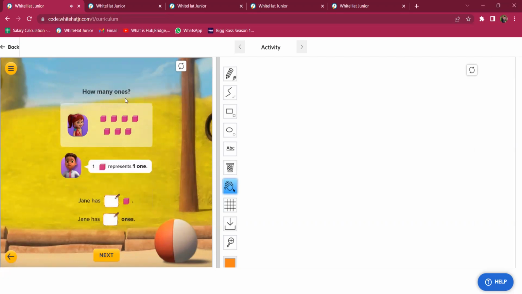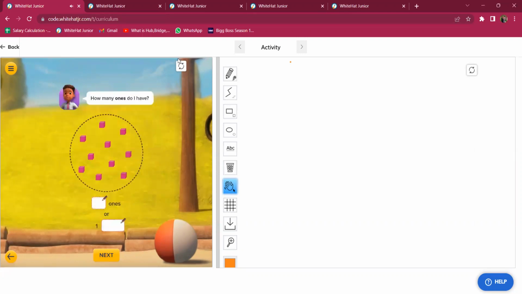How many ones? Okay. One block over here represents 1 one. So let's start counting. 1, 2, 3, 4, 5, 6, 7. So we have 7 blocks and they represent 7 ones. So at both the places we will write 7. Let's go to the next question.